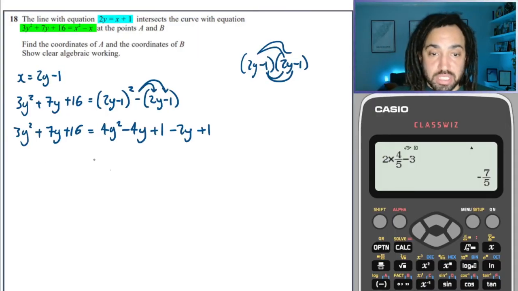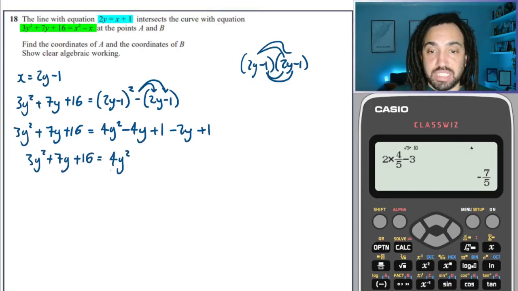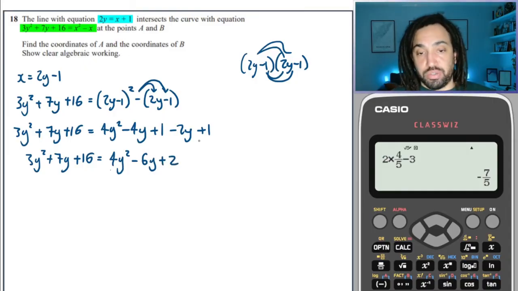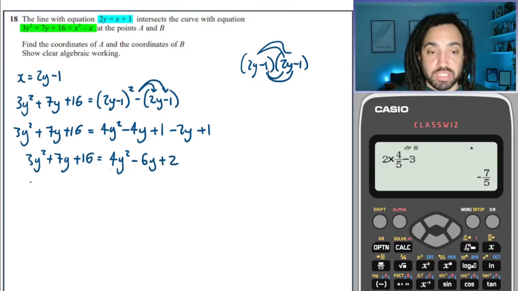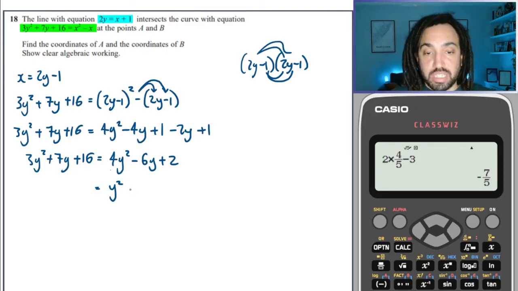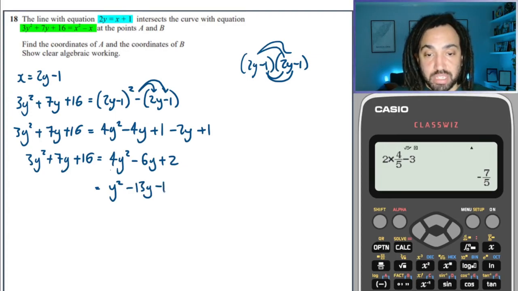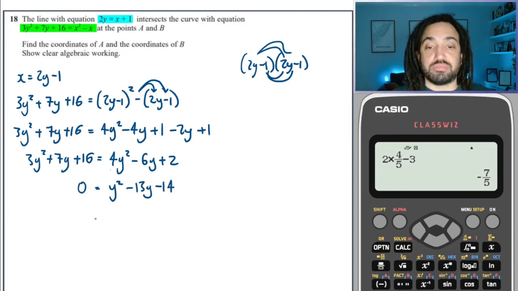Okay, now before I set it equal to 0, I'm going to want to tidy up both sides as much as possible. So let's collect up the y's here, of which we've got minus 6, and the numbers we've got just plus 2. Okay, now we decide which side to move them all over to. I'm going to pick the right side to keep the y squared positive. So minusing 3y squared to both sides gives us y squared on the right. Minusing 7y to both sides gives minus 13y. And then minusing 16 from both sides gives minus 14. And that equals 0 now.